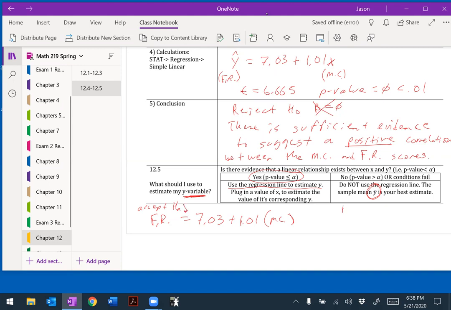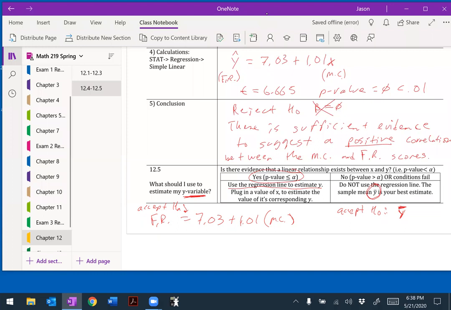Or sorry, if we accept the null, if we accept H0, then we just add up all of our y values and find the mean of all of our y values, and we use that as our best estimate of what y should be. That just means that there's no correlation, so we take the average.